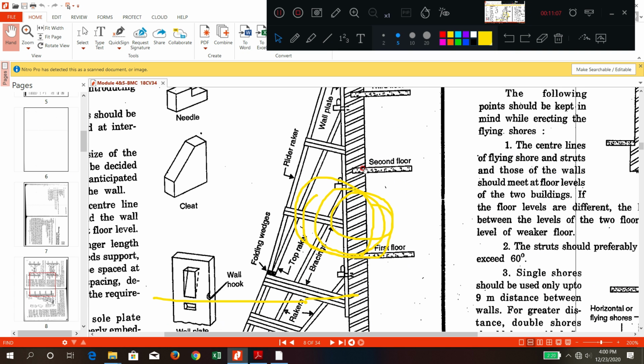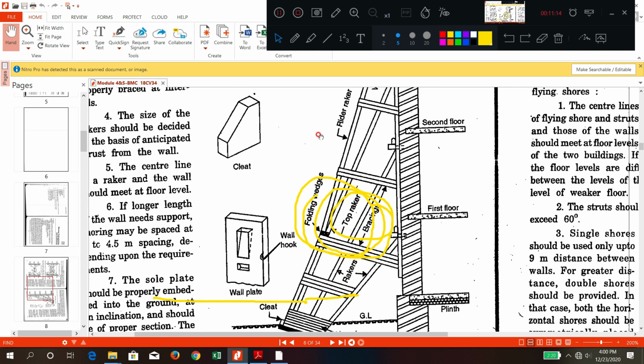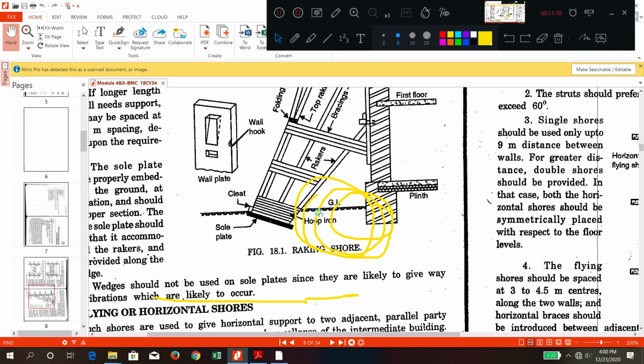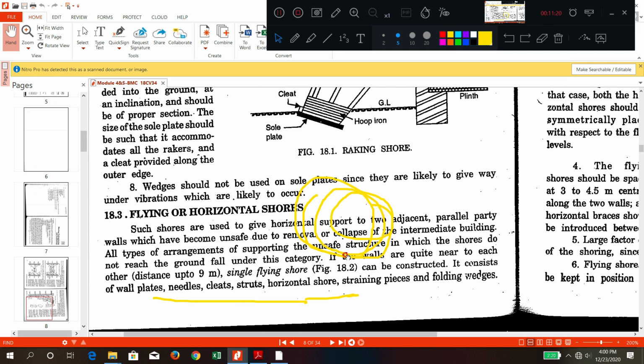Rackers should meet at the floor level in the wall, and it should be braced properly. You can use rider racks if the length of the wall is more. Okay, and the sole plate should be strong. This is the common one. These are the common points.